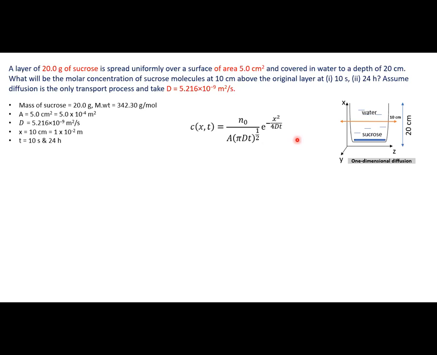So it seems very straightforward. We have all of these parameters here. The mass is 20 grams of sucrose, and we need to convert this into moles because we have N naught in the equation. The molecular weight is 342.30 gram per mole. Area is 5 centimeters squared, which I converted to meter squared. This is the diffusion coefficient. X is 10 centimeters, which again we can convert to meters, and time is 10 seconds and 24 hours. Let's try to solve this problem.